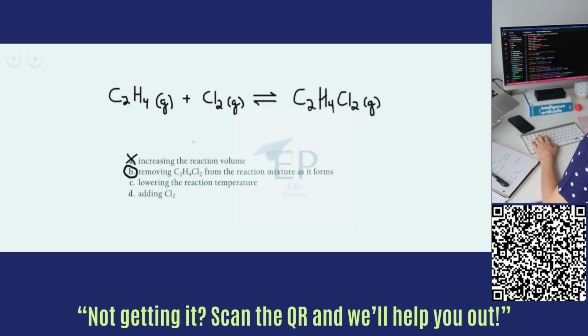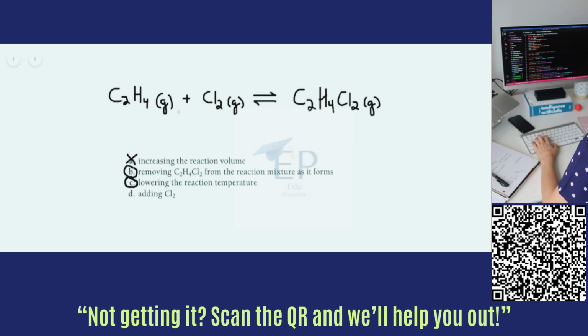C says to lower the reaction temperature. It tells us that this reaction is exothermic, so you can think of heat as another product, that you form when you do this reaction. If heat is a product and we lower the temperature, it's as if we are removing product from the reaction. And just like in B, as you remove product, you shift the reaction towards the product like it's trying to fill that hole and reestablish equilibrium. So C would shift the reaction towards products and would generate more C2H4Cl2. So C is also an option.